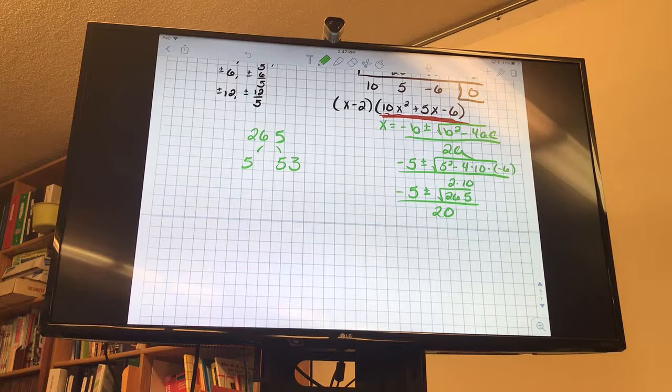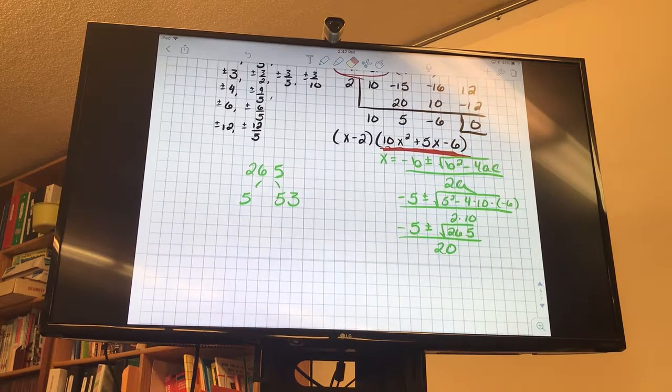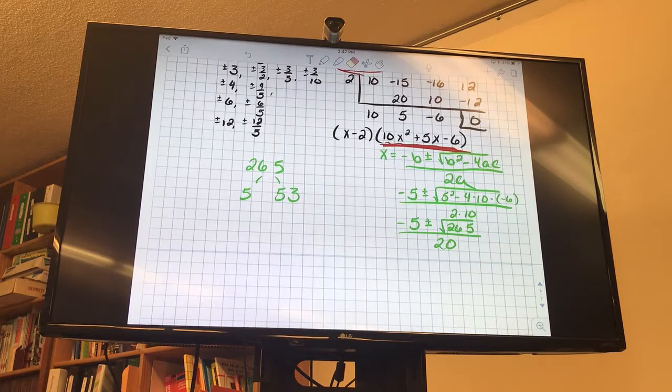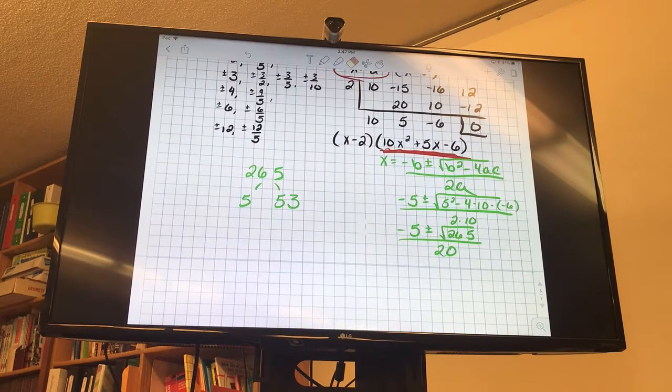2 doesn't, 3 doesn't. I don't think anything goes into 53. So what does that tell me about the square root of 265? I can't simplify it any farther, right? So what does that tell me about the zeros or solutions to this? Very big fractions.